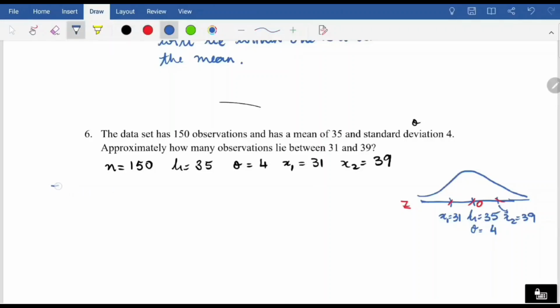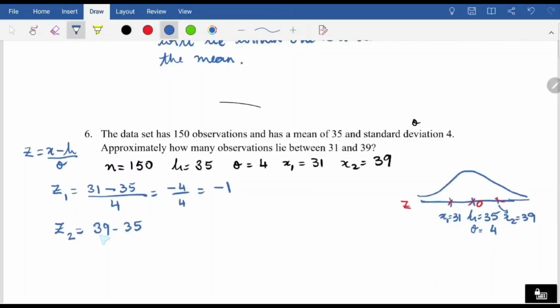So we'll first find z sub 1. Keep the formula before you so you can apply the values correctly. It's x minus mu over sigma. So for z sub 1, it's going to be 31 minus the mean, 35, divided by 4, which will be negative 4 over 4, which is negative 1. For z sub 2, it's going to be 39 minus 35 divided by 4, which is positive 4 over 4, which is positive 1. So now we have our z sub 1 and z sub 2 values, which are negative 1 and positive 1.